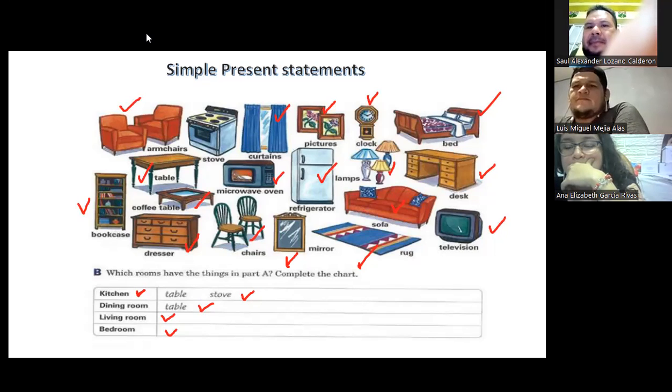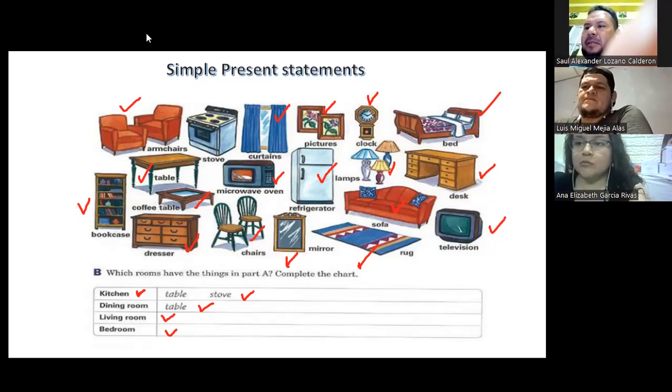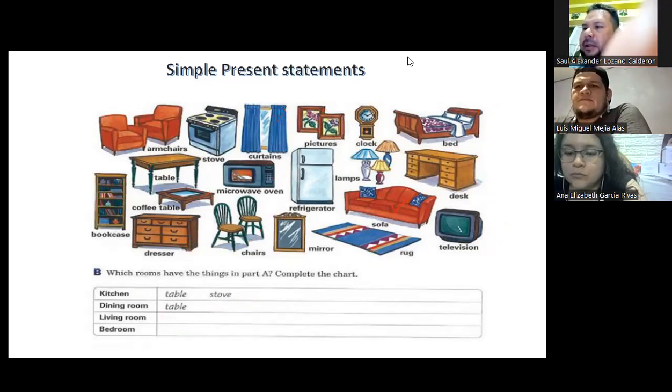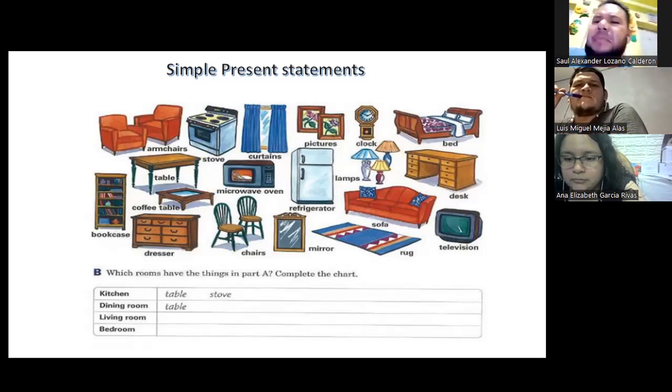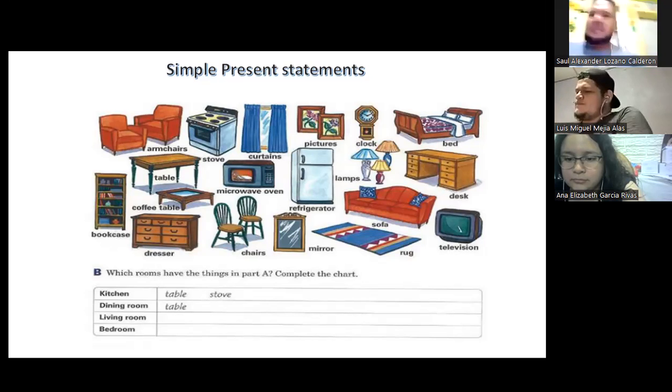Vamos con el living room. Sofá. Coffee table. Clock. Picture. Television. So desk. Curtains. A rug. Okay. Most of the articles are here in the living room. Casi todo le pertenece a la sala, right? So most of the articles we have right here.